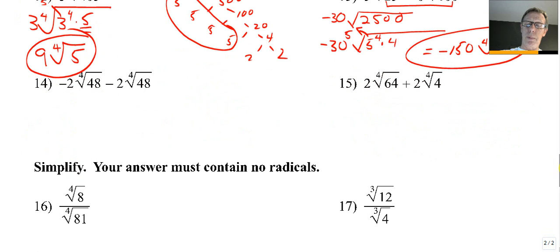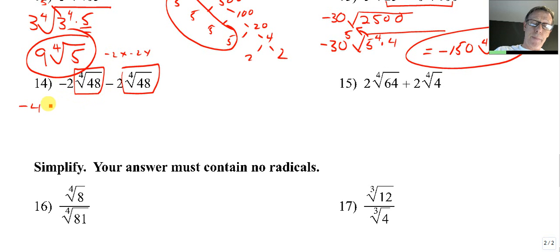Okay, the next problem. What we're going to do is, if the radicals are the same, then we can just subtract or add the coefficients, just like if I was dealing with something like negative 2x minus 2x. So I'm going to have a negative 4 times the 4th root of 48. Now I can't leave it at that because I need to see if the 48 can be simplified.